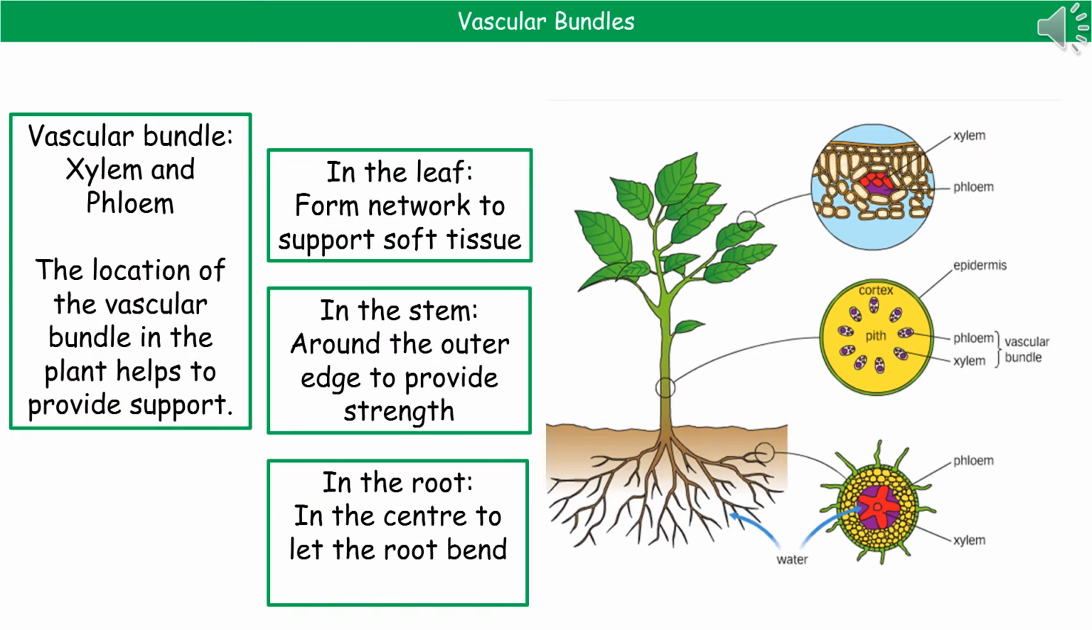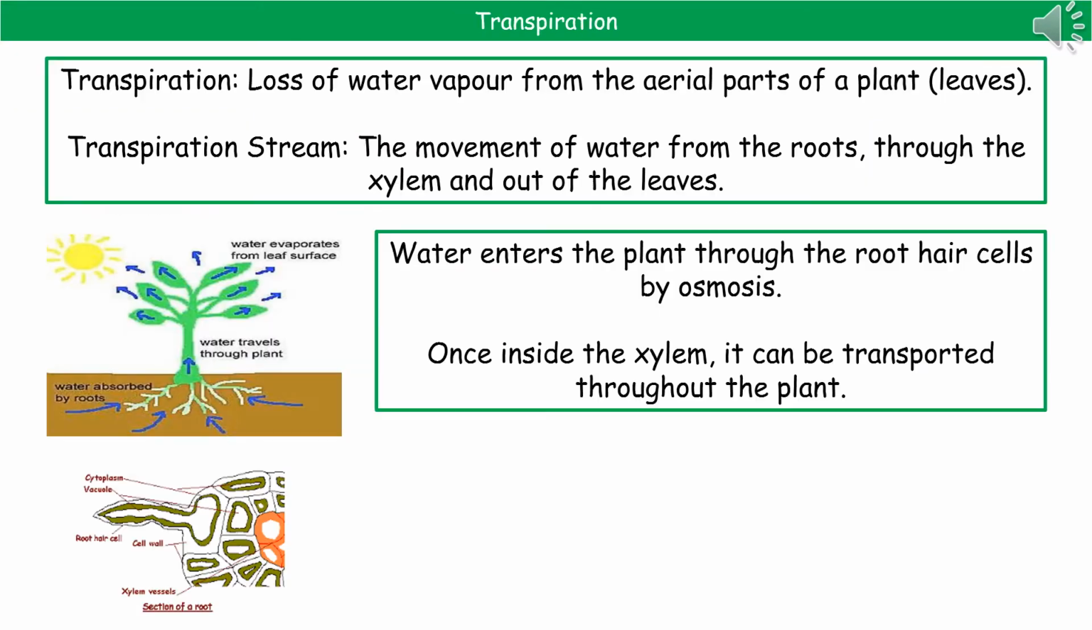If we consider the vascular bundles of the plants, this is the mixture of the xylem and the phloem tissue, and the location of the vascular bundle is going to help provide support for the plant. So in the leaf, they form a network to support the soft tissue. In the stem, it's around the outer edge to provide the support, and in the root, it's in the centre to let the root bend.